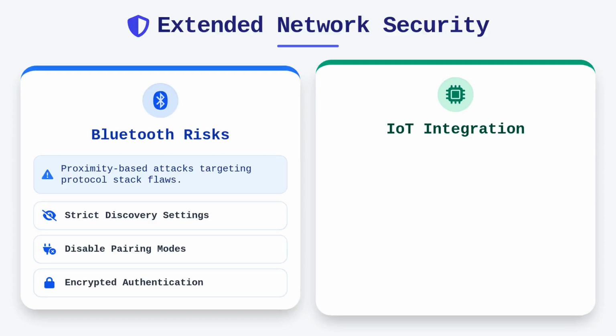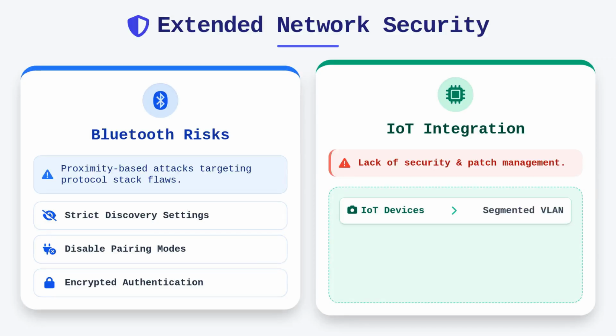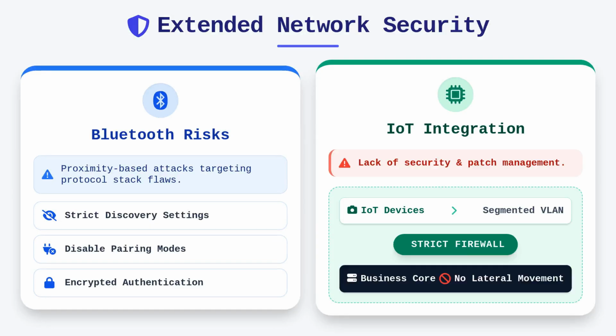IoT devices represent a distinct category of concern because they are frequently manufactured without built-in security features or support for patch management. To mitigate this risk, you should place IoT devices on segmented virtual local area networks that are strictly firewalled from the business network core. By treating these devices as untrusted entities capable of acting as a beachhead, you prevent the lateral movement that often occurs when a hacked smart thermostat or camera is used to scan internal network assets.